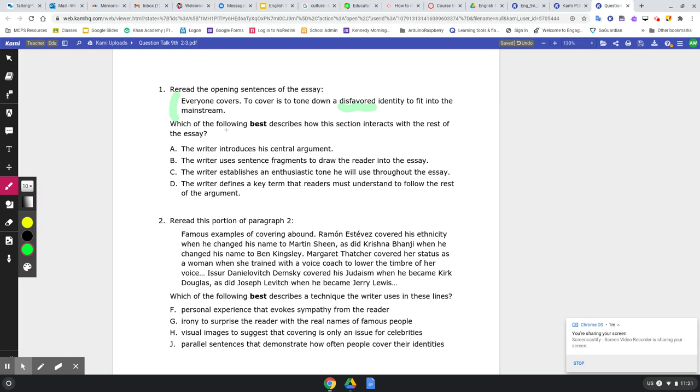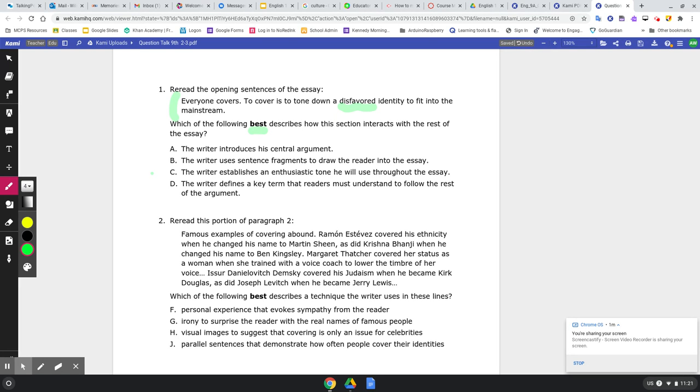Which of the following best describes how this section interacts with the rest of the essay? All right, so when it says best describe, that means it might interact in different ways, but I have to find the best one. You know what? My pen's a little too thick, so I'm going to make it thinner, I think. Okay, so let's look back here.